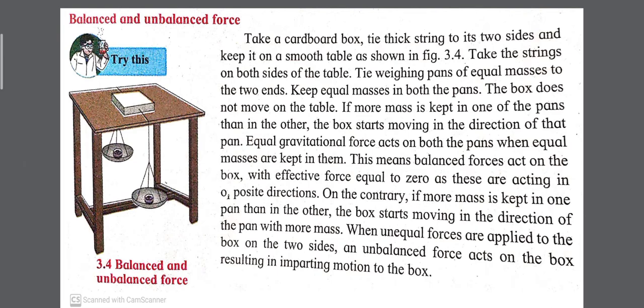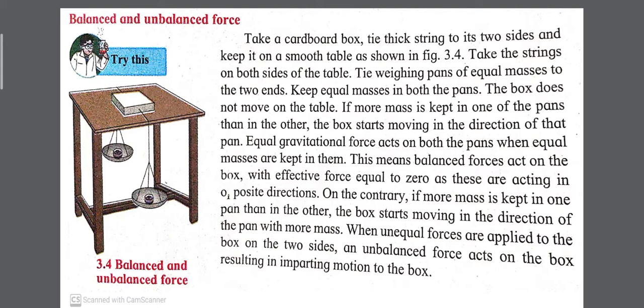So one more example is there regarding balanced and unbalanced force. For example, children playing tug of war pull the rope in their respective directions. If the pull is equal on the two sides, the rope does not move. But if the force is more on one side than the other side, the rope moves in that direction. This means that initially the two forces are balanced, but the rope moves in the direction of the higher force when the forces become unbalanced.